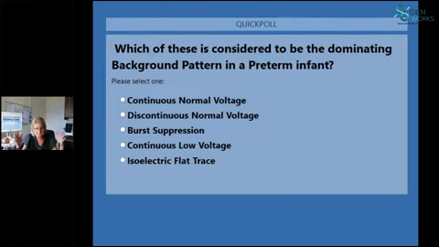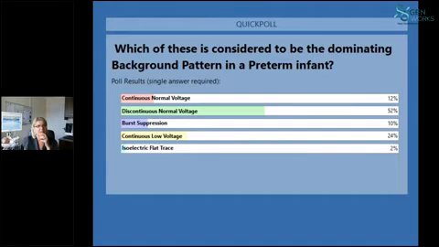So what's there most of the time? We see other patterns, but what would be the dominating pattern in a preterm infant? So again, you can see quite a few people voting. I'll give you a few more seconds just to make an educated guess if you don't know, and then we'll give you the answer. So let's close that poll and I can share the results with you.